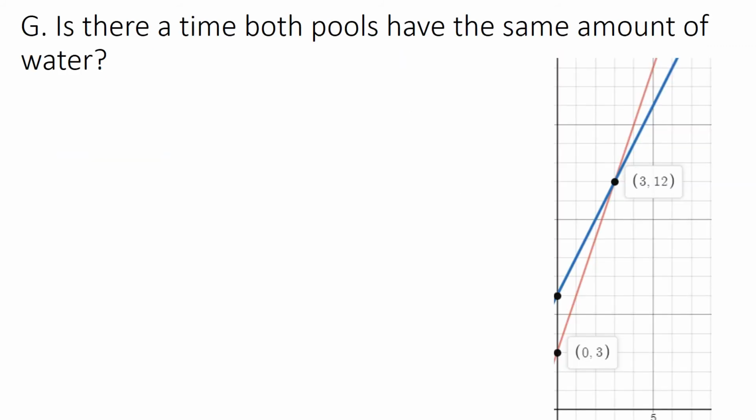Okay, and finally, what we would like to know is whether there is a time that both pools have the same amount of water. Of course, the goal is to fill each pool, which means they'll eventually both have 48 inches of water, but one is going to be filled sooner than the other since they're increasing at different rates. Hopefully you remember from a couple of slides ago that when you have 2 equations in 2 variables, that is called a system of equations. There are 3 different ways to solve a system.